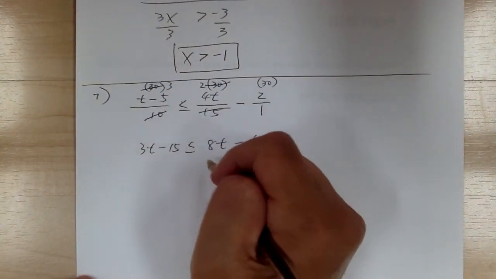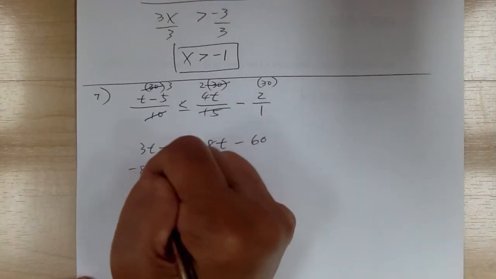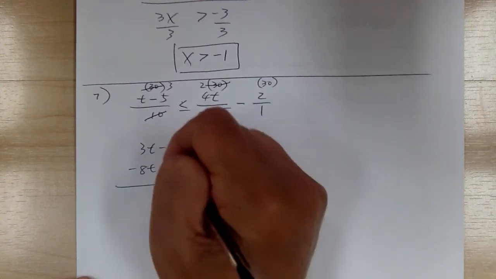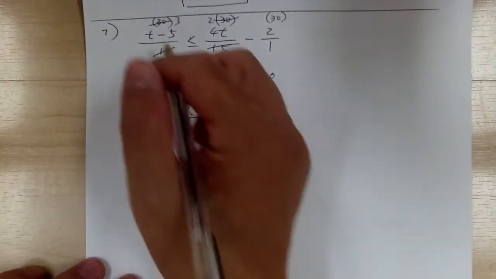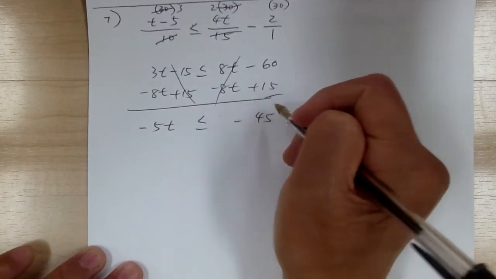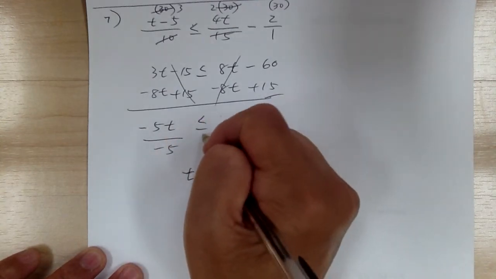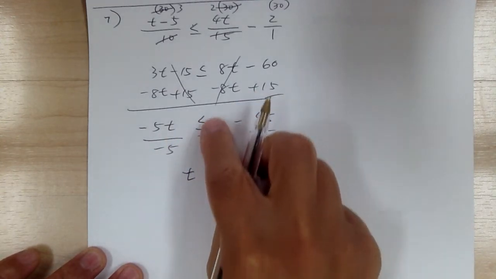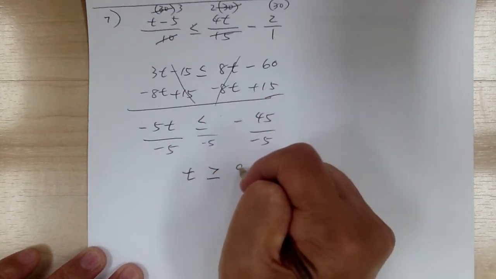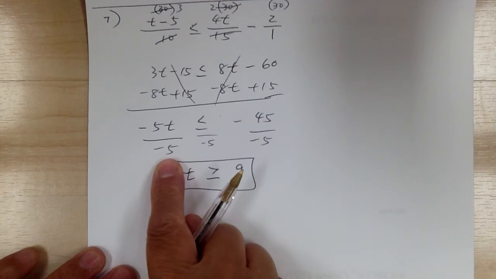And then from here, now when you have an inequality, you want to make the variable on the left-hand side. So minus 8t, so this cancels out. And you want to plus 15, so this cancels out. Okay, so this becomes negative 5t is less than or equal to negative 45. Then you have to divide by negative 5. Now when you divide by a negative, you divide this by negative also. And when you divide by a negative, you have to change the direction. So it becomes greater than or equal to positive 9, and that's it. So remember to change the direction of the arrow when you multiply or divide by a negative number.